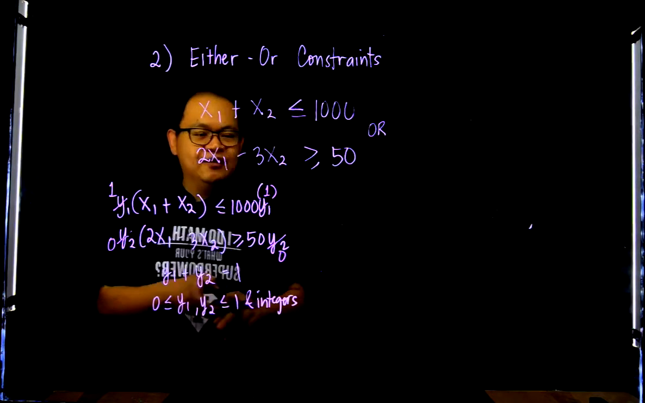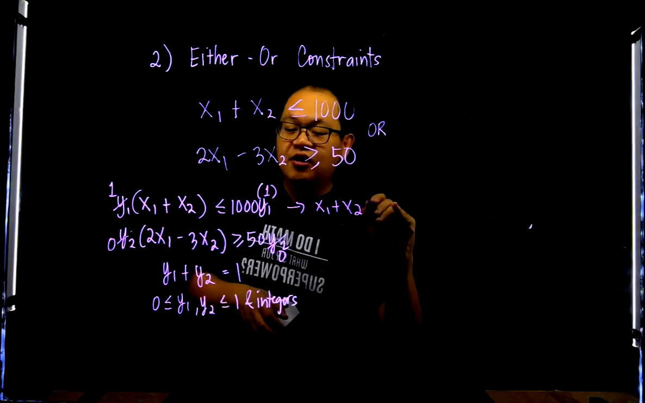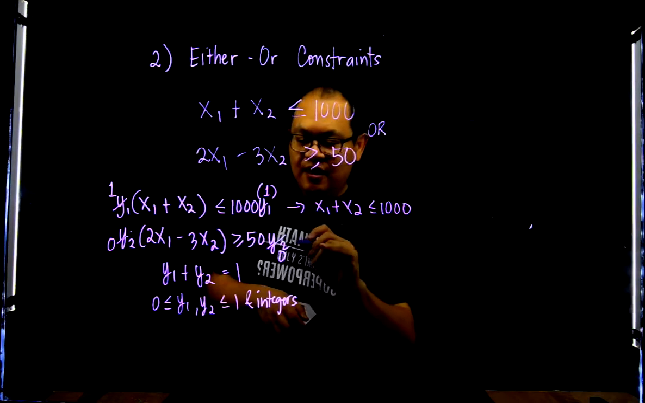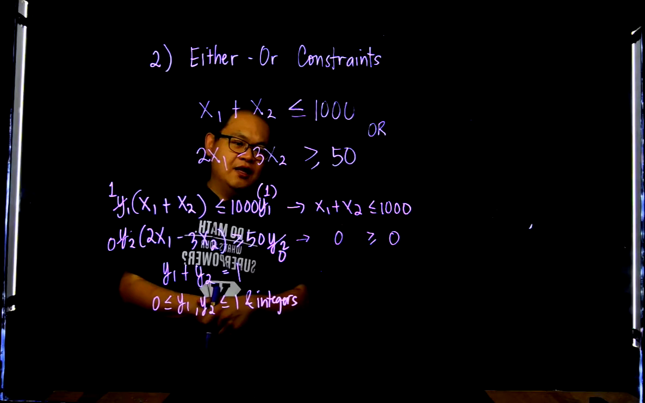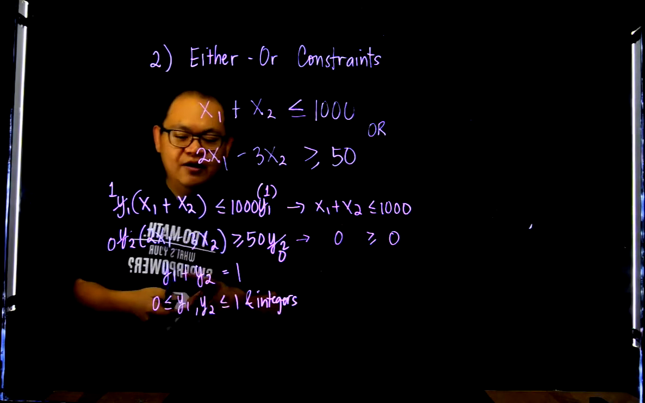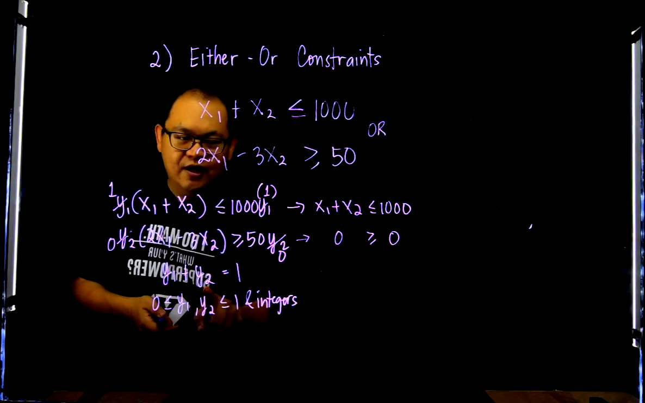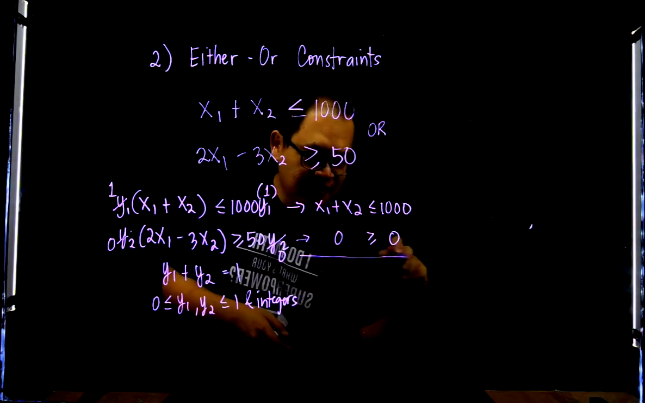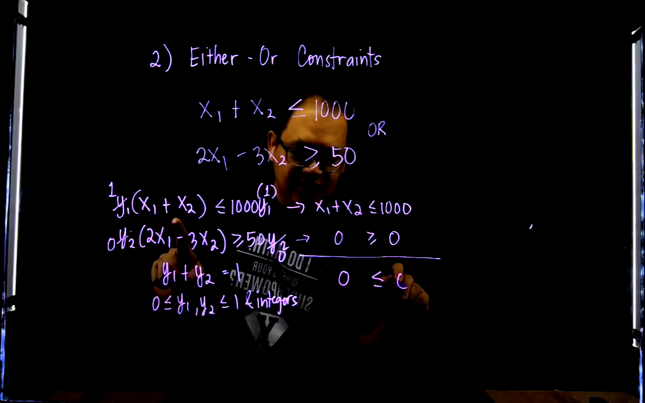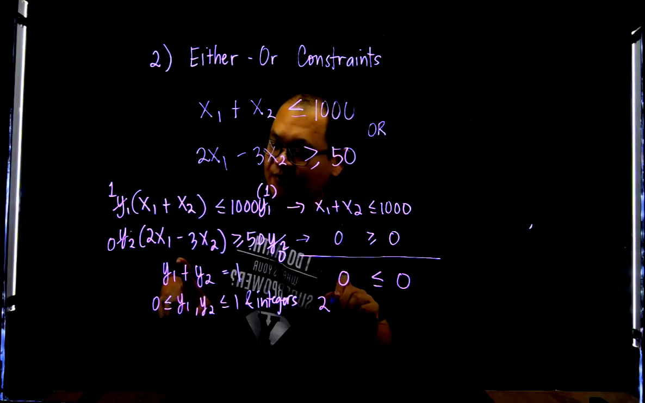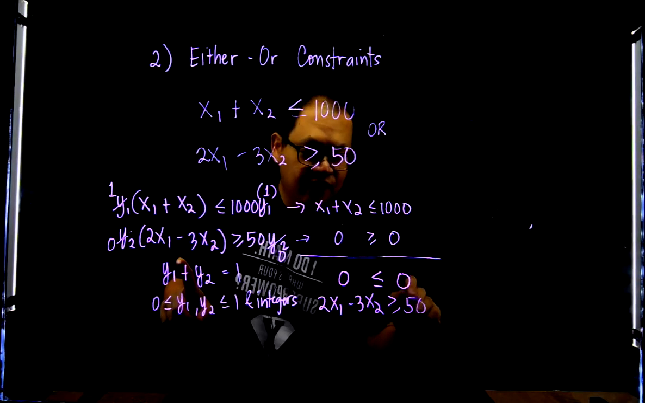So what will happen is this constraint will become x1 plus x2 less than or equal to 1000. This constraint will become 0 greater than or equal to 0. And if the other scenario happened, meaning y1 is equal to 0 and y2 is equal to 1, then the first constraint will become 0 less than or equal to 0, and the second constraint will become 2x1 minus 3x2 greater than or equal to 50.